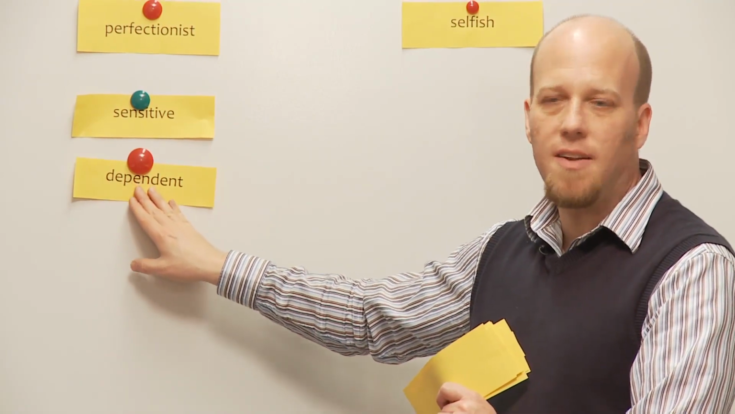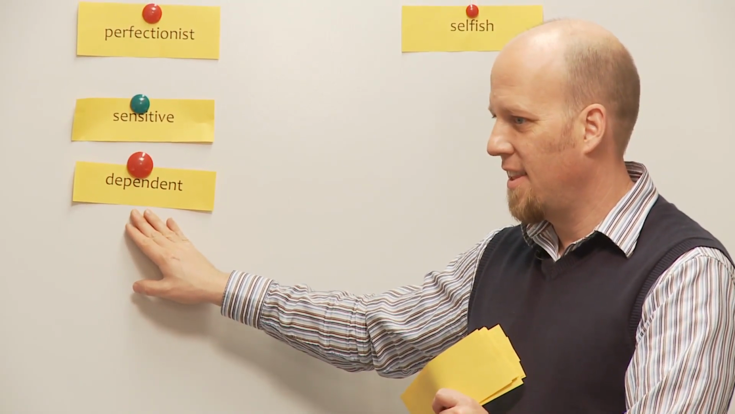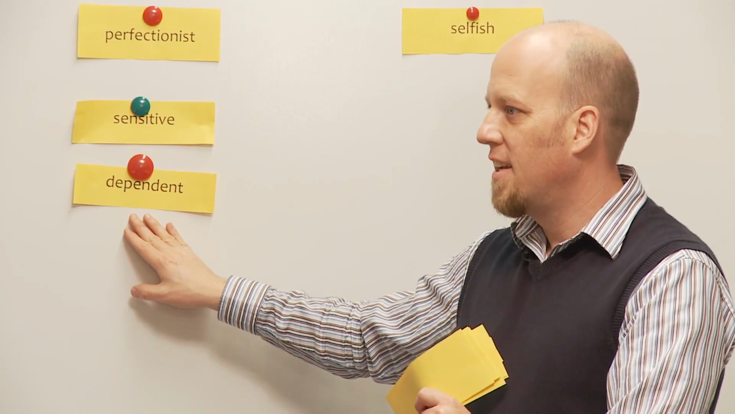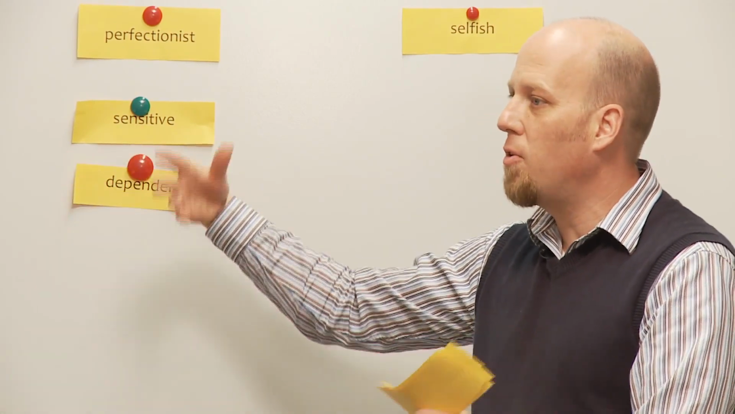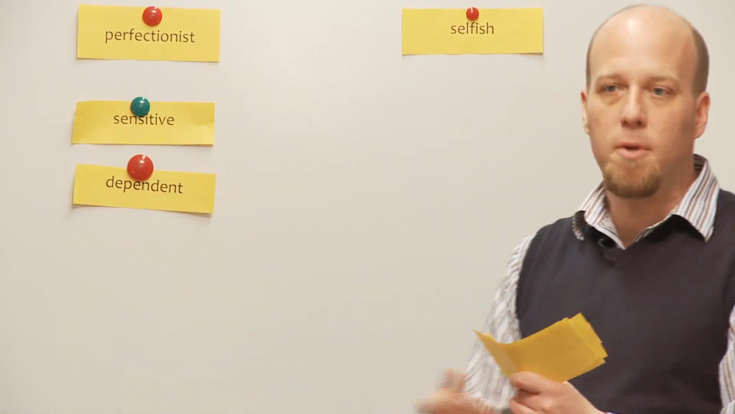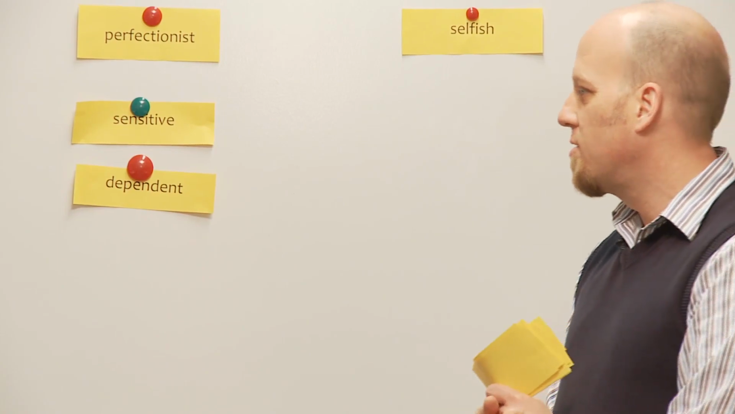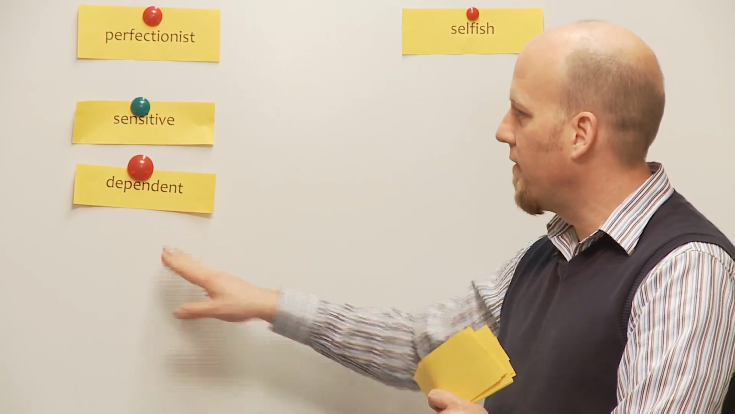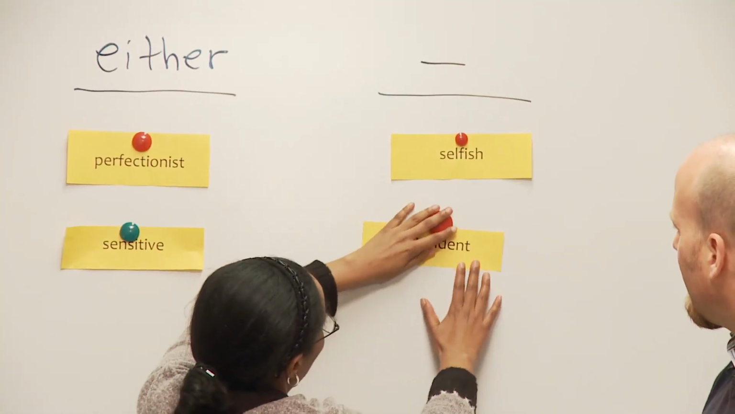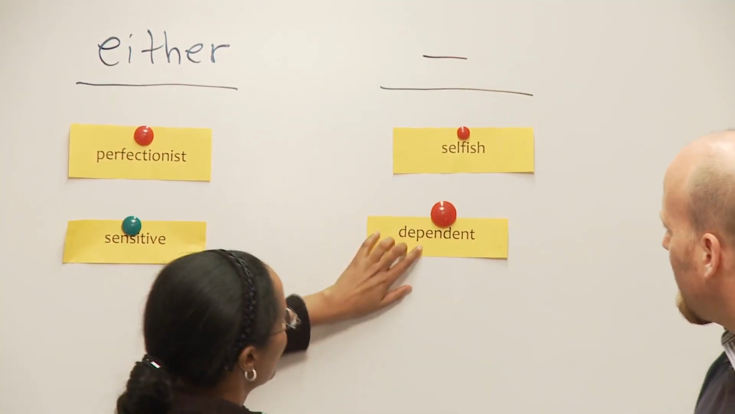What's dependent mean? Dependent means you expect him to help all the time. Yeah, you have to have other people help you all the time, right? Yes. So is that either or? I thought it was independent. Very good. Good job.